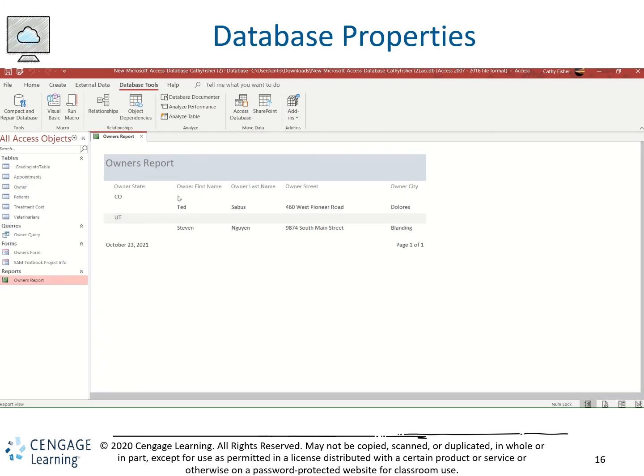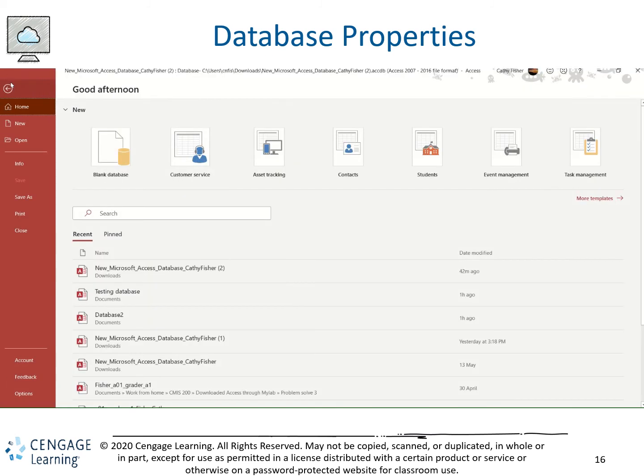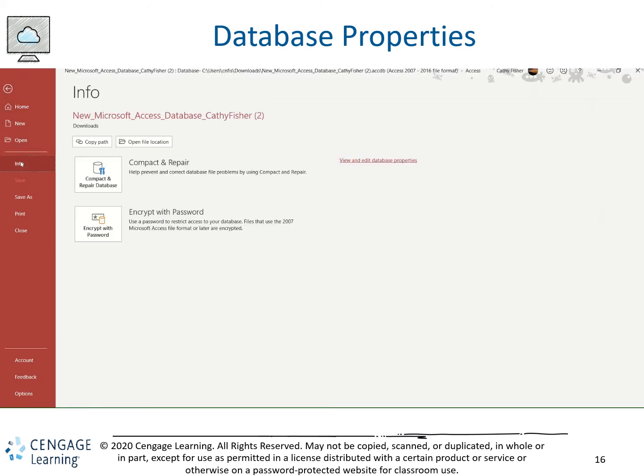Okay, so now that we've created our final object that we're going to create, we're just going to look at a few other things, and then we're going to shut this down. So I'm going to close this report. I'm going to go up to the file into the Backstage view and take a look at the info. And then in our info, we have some information.